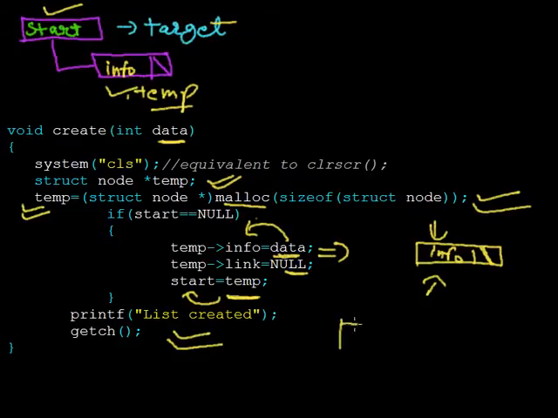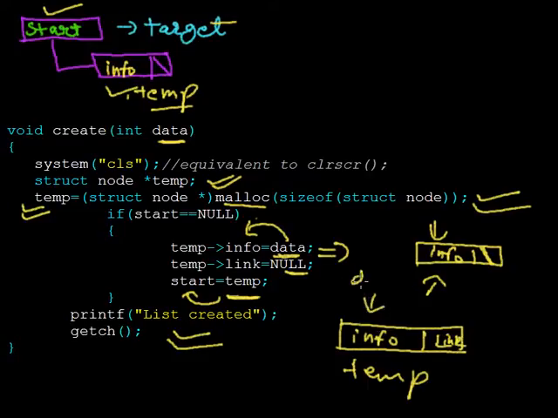So we have this temp node where we have this info part and the link part. We will copy data into this info part, and the link will be null, and the address of this will be copied to start. Simple enough.